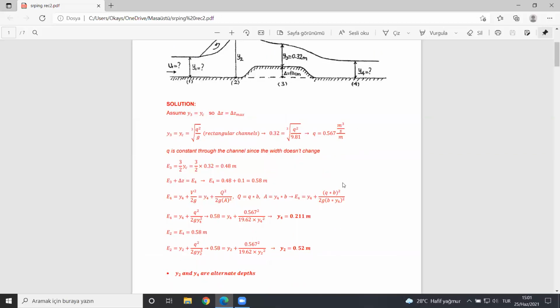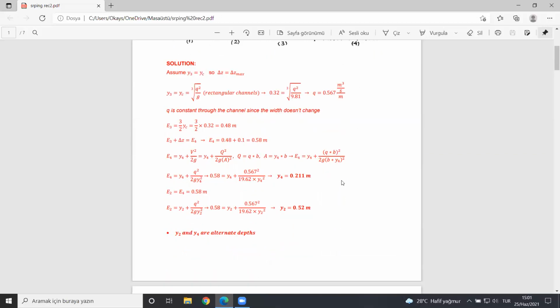After we find energy at section 4, by using the energy equation for that section, which is y4 plus v4 squared over 2g, we can calculate y4, but we don't know the velocity at that section. Therefore, we will replace velocity with discharge over cross-section area, and we will get this one. And we will still need to replace this discharge with small q times the width.